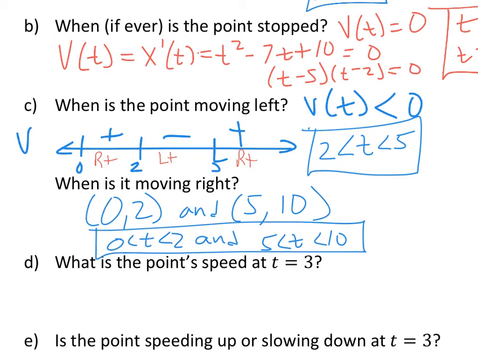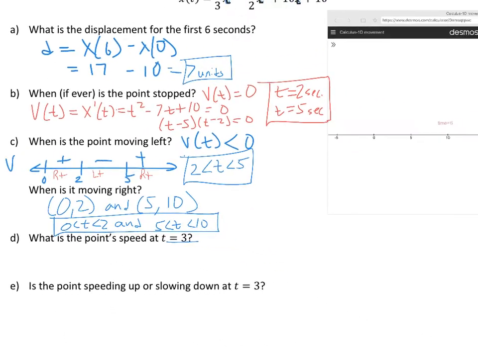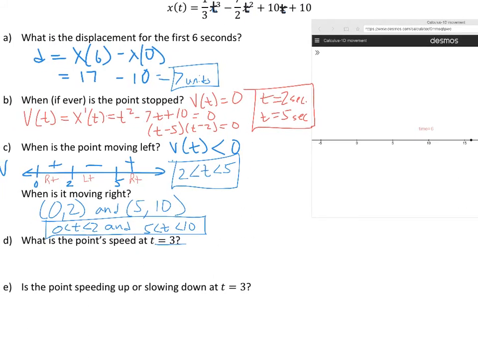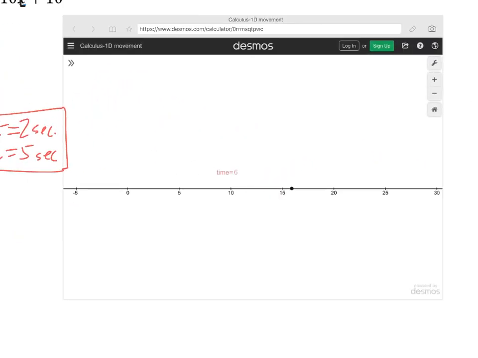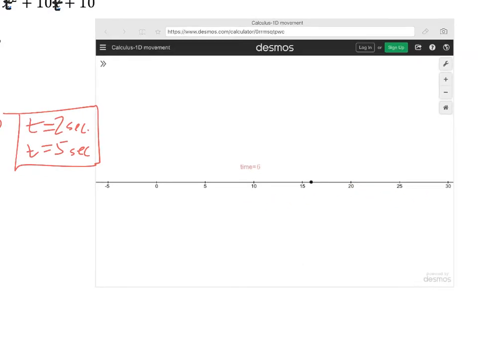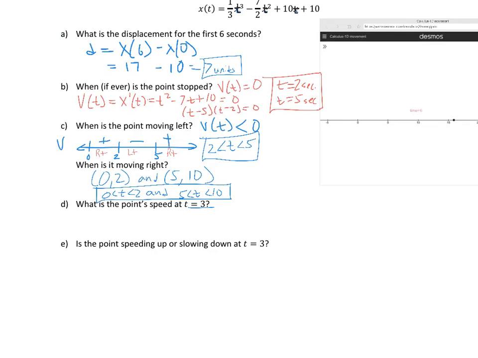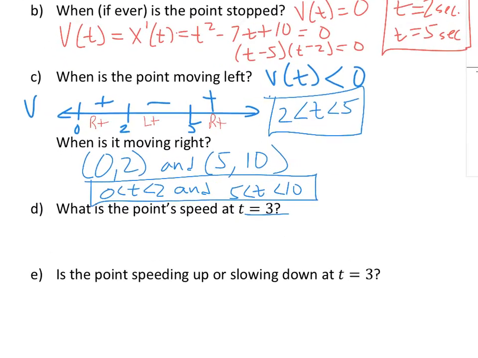All right, well, what is the point's speed now at 3? Speed, remember, is the absolute value of velocity. Now actually let's go look at this here, and see if, according to this, it is moving right, left, right. Is that what our graphic is showing us? Our little picture is moving right, then left, then right again. Yep, that looks good.